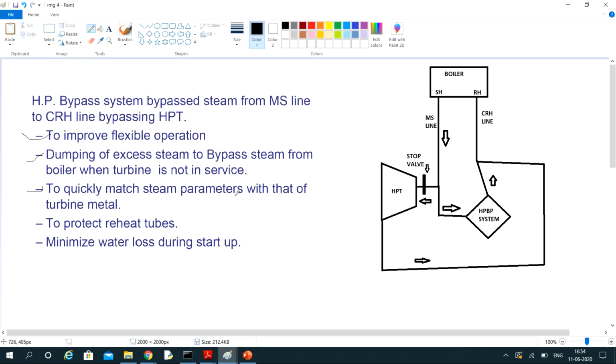Fourth one is to protect the reheater tubes. The steam in the boiler flows from the superheater circuit to the HP turbine and then to CRH, and from CRH to the reheater, then to HRH, then to the IP and LP turbine, and then to the condenser. But when the boiler is lighted up, we do not have flow in the HP turbine, so there will be no flow to the reheater tubes because there will be no steam in the CRH circuit.